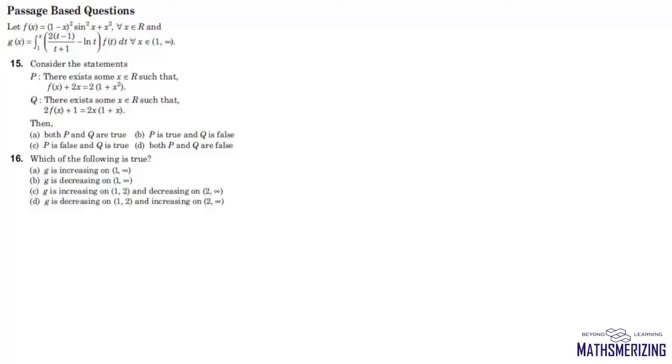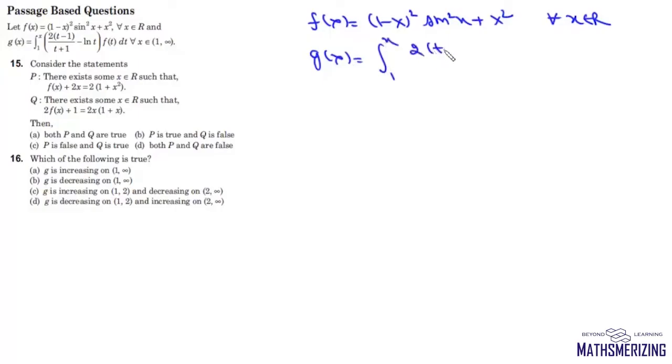Now here the question is, we are given a function f(x) which is (1 − x)² sin²x + x² for all x belongs to R. And we are given this function g(x), which is defined as the integral from 1 to x of (2(t − 1)/(t + 1) − log t) f(t) dt, where x belongs to (1, ∞).